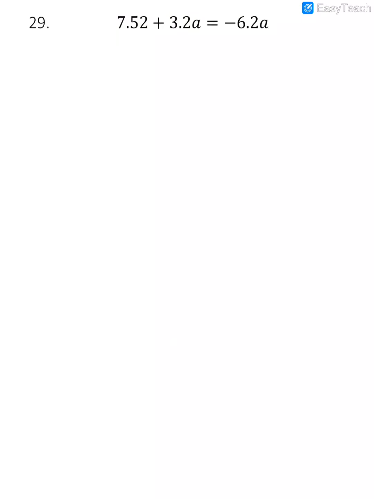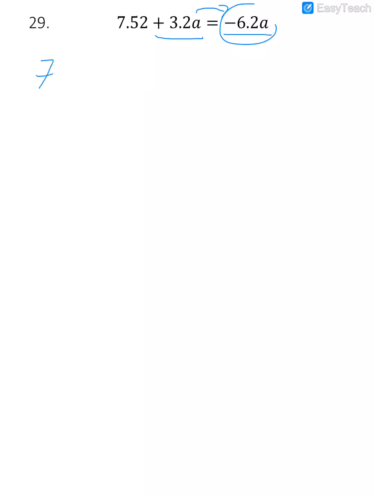Alright, let's try another one with decimals here. So in this case though, we have variables on both sides. We have an a term on this side as well as an a term on the right hand side. So our first step is going to be to get the a's, or the variable terms, on the same side of the equation. So in this case, because there's only one term on this right hand side, I'm going to bring this 3.2 to the other side.